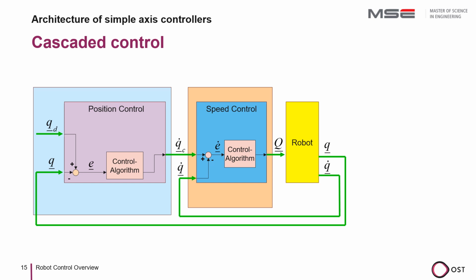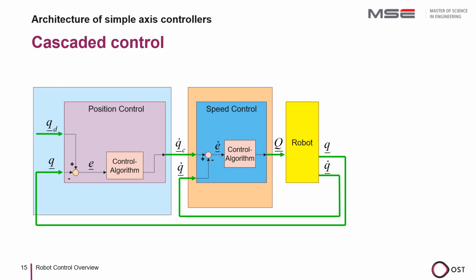Unfortunately, with this architecture, the position controller provides a velocity set point that is zero when there is no position error. The robot therefore only moves when there is already a position error. If you set the controller like this, you would have a very large tracking error.